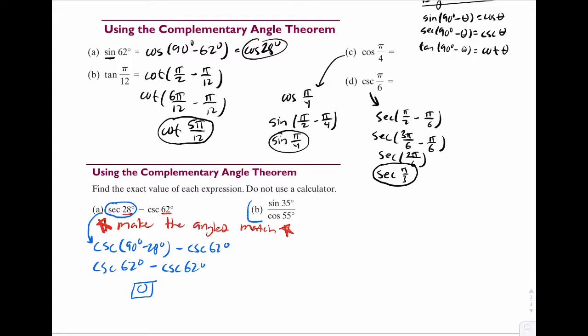You're done. B. Do the angles match? Of course not. Let's pick one of them. I'll pick the bottom one. So let's leave the top alone. We'll make the bottom one the cofunction, which is sine. Take the complement, 90 minus 55, and let's see what happens. Sine 35 over sine 35. Look at that, they match.